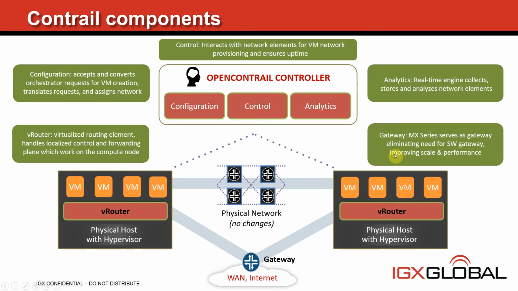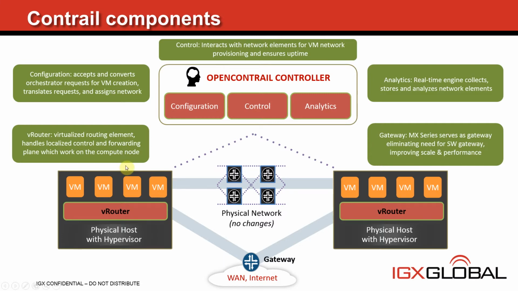Contrail has 5 different types of components. We have the analytics, the configuration, and the control centralized. We have several vRouters being deployed throughout all our compute nodes. And we will have our physical gateway, which is normally an MPLS and BGP enabled device. In this case, I'll be using the MX40.